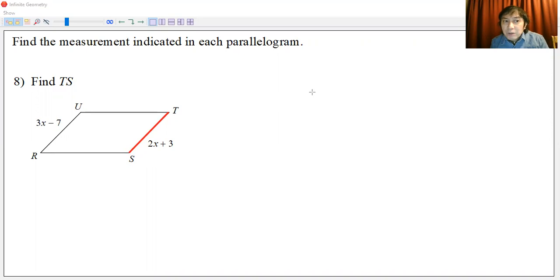Now, TS is equal to RU. So our working equation will be equating these two sides. So this will be our solution. We will use TS must be equal to UR. And our working equation must be like, starting with TS, that's 2x plus 3. We will have 2x plus 3 must be equal to UR, which is 3x minus 7.